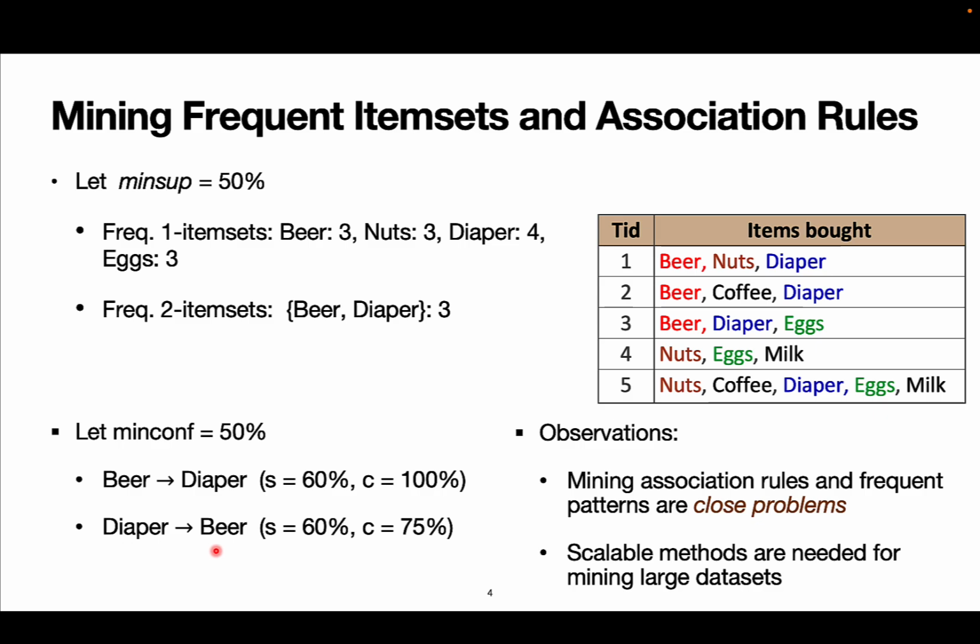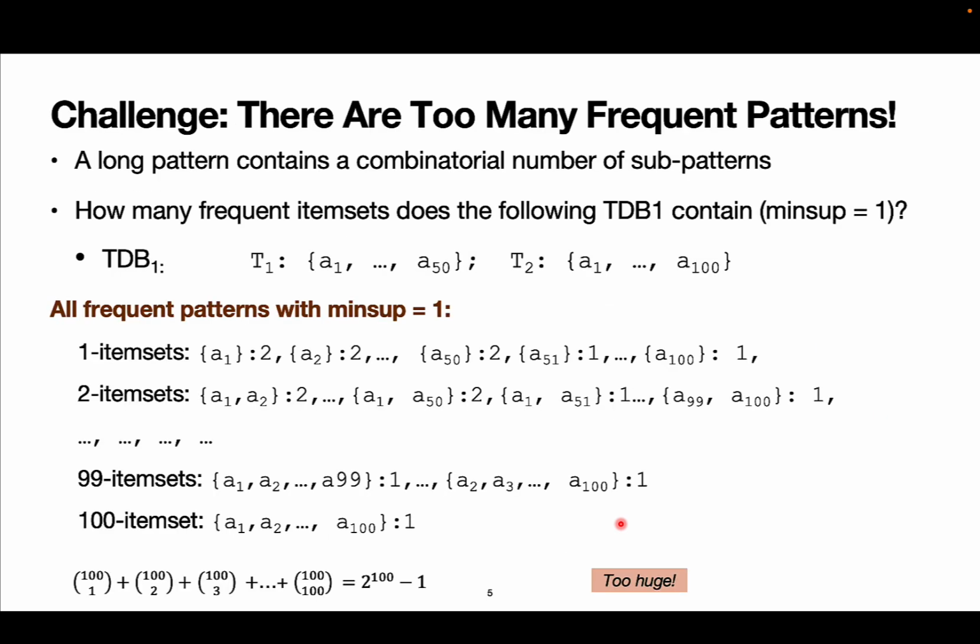And remember, to compute the confidence, we take the support of X and Y divided by the support of X. That's why you can see different confidence between those two association rules, which consist of the same item sets, but in different locations for X's and Y's. Key observations: mining association rules and frequent patterns are somewhat related problems. So we need scalable methods to find these frequent patterns. However, there are too many frequent patterns, especially as the minimum support is not that selective a measure.